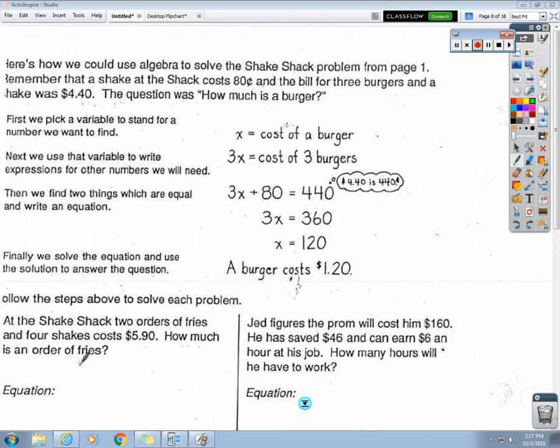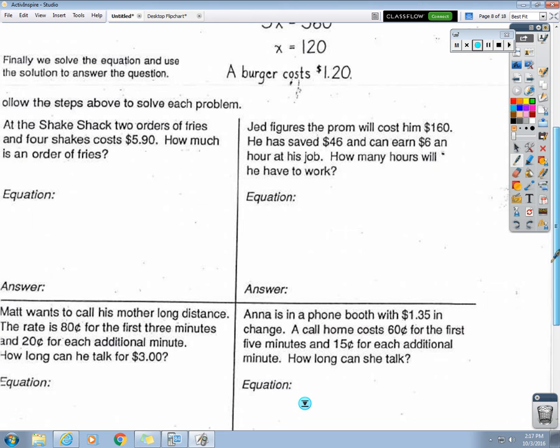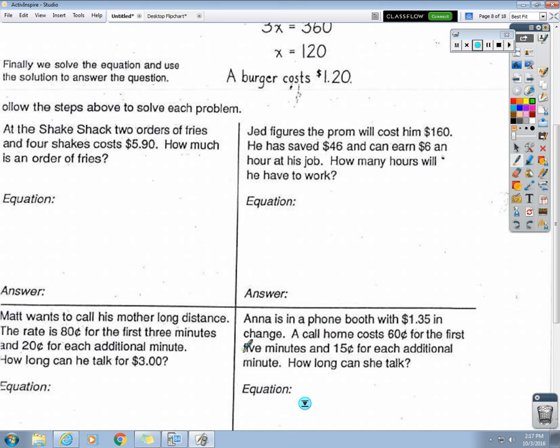The question was, how much is a burger? Well, we don't really care about that question. We just needed to read that top paragraph because we're going to need some information from it for this question that we're about to work together. So let's go down here. At the Shake Shack, 2 orders of fries and 4 shakes cost $5.90. How much is an order of fries?